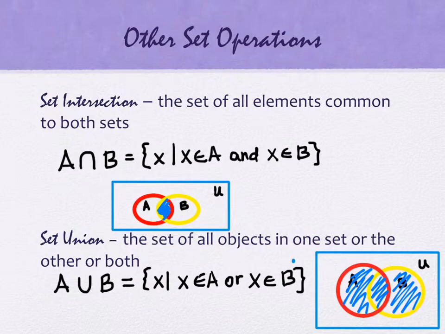The first one we talked about is set intersection. And intersection simply means what the two sets have in common, where they cross, where they meet. We talked about the street intersection, the intersection of two streets.